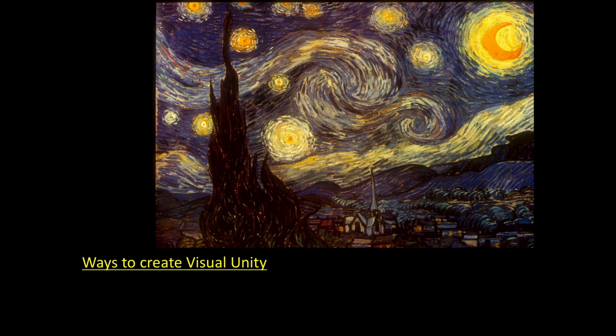Another way to create visual unity is by the handling. And of course, we go back to Vincent. You can't tell me that if you saw a Vincent van Gogh painting, it's Vincent simply by the way he painted. The mark making, the short, quick strokes. It's all handled very similarly. Again, there's no sudden change in medium. There's no sudden change in brush strokes or anything like that. So it's all very consistent, all handled by the same hand.